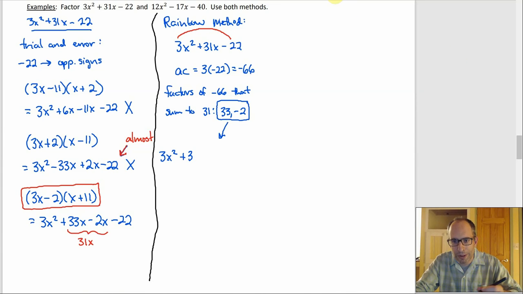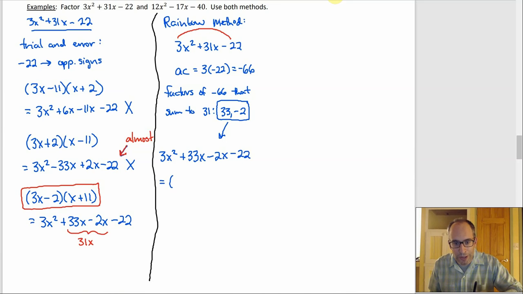33x minus 2x and then minus 22. So notice what I did compared to the original trinomial. I just broke up that 31x into 33x minus 2x. But then this you could factor by grouping.